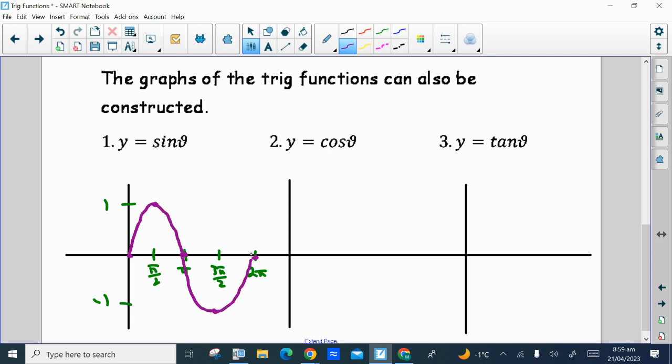It's a curve. Cosine was very similar. It also had critical points at every pi on 2 or 90 degrees. Same max value and min value. The difference was that cosine started at the maximum. And then the next critical point is the middle, minimum, middle, back to the maximum.